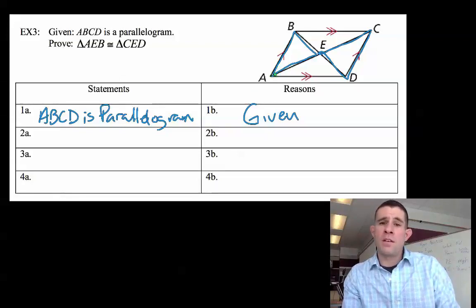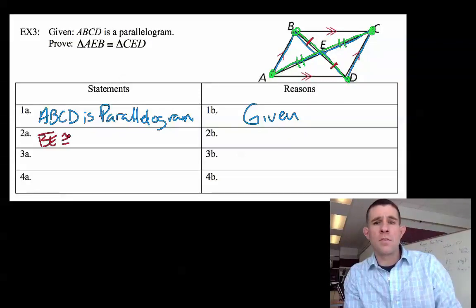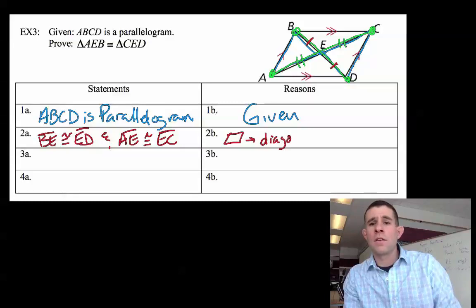Next, we want to use the idea that our diagonals bisect each other. So I know that AC is being bisected by BD, therefore creating this AE segment equal to EC, and this red segment here, BE, congruent to ED. So I'm going to state BE is congruent to ED, and I'm going to state that AE is congruent to EC. And this is because of the fact that as a parallelogram, we know the diagonals bisect each other.